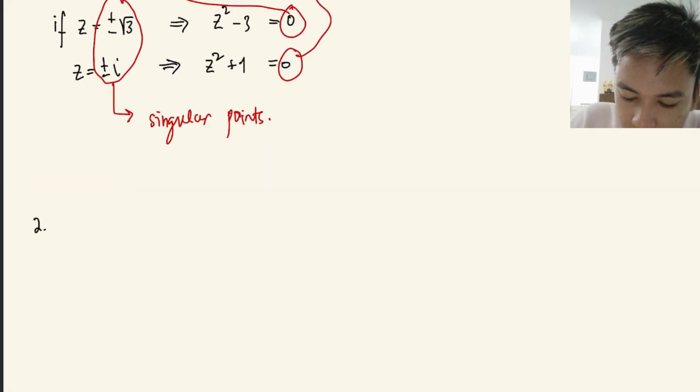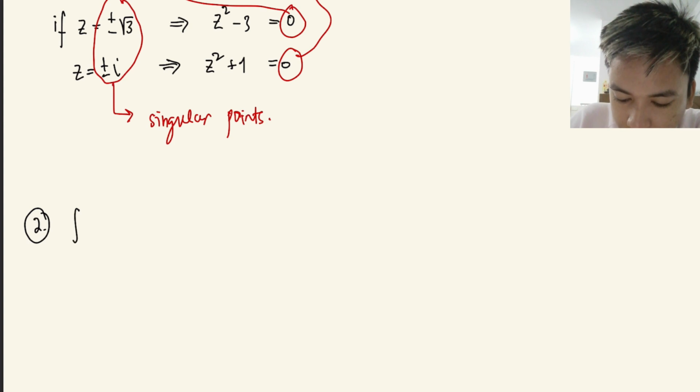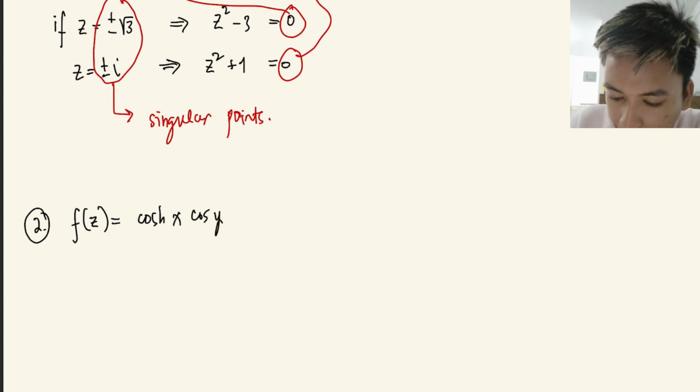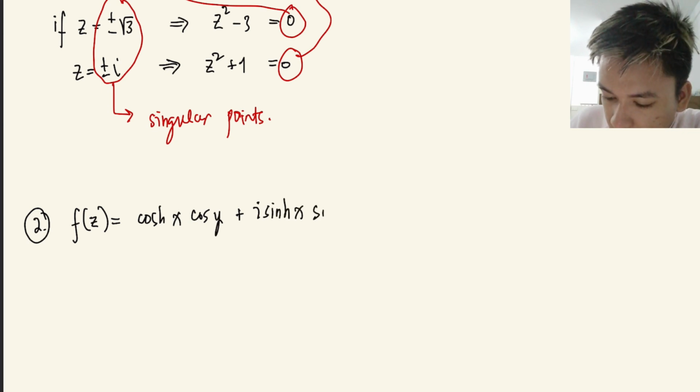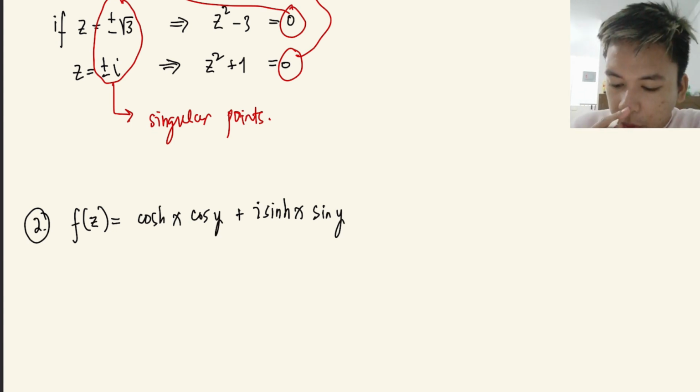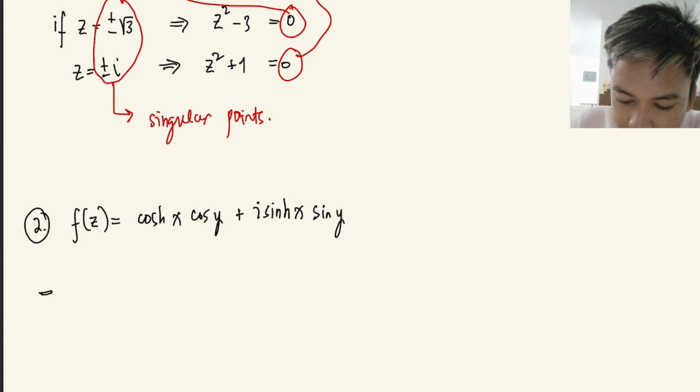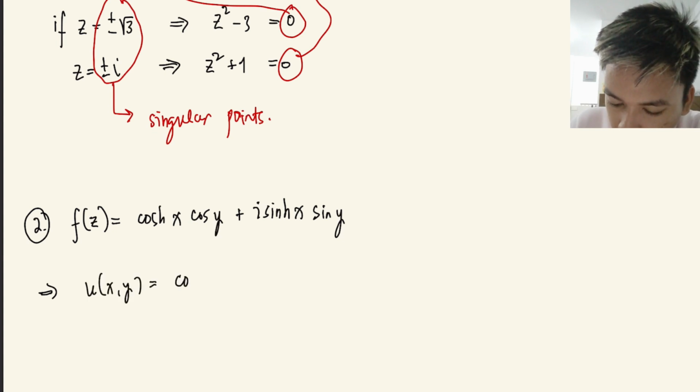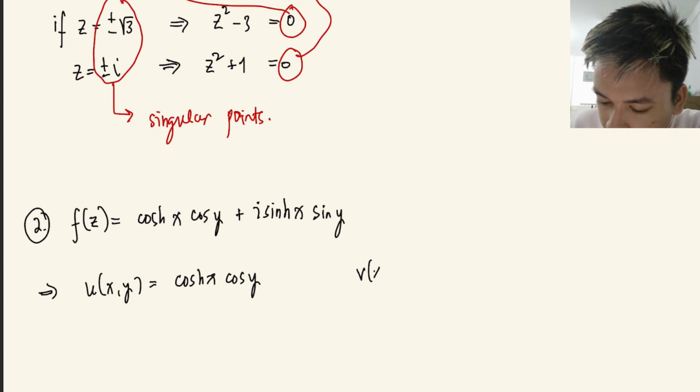That's it. Okay, so let's consider example number 2. Let's say our f of z here is cos x cos y plus i sin x sin y. Okay, so what does it mean? This implies that our component functions, u of x y, is equivalent to cos x cos y, and our v of x y here is sin x sin y.